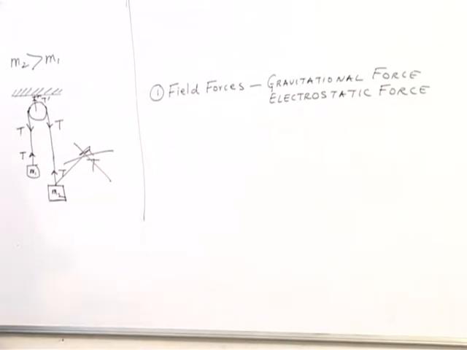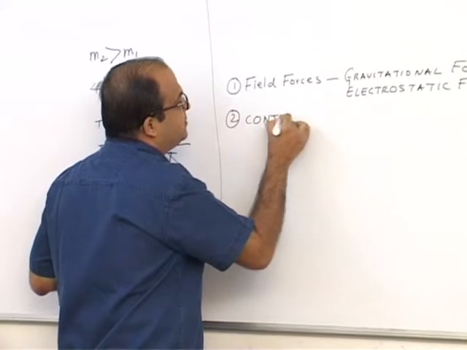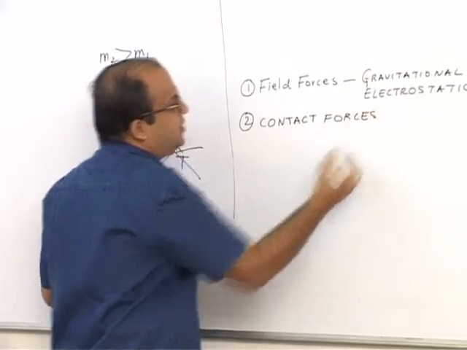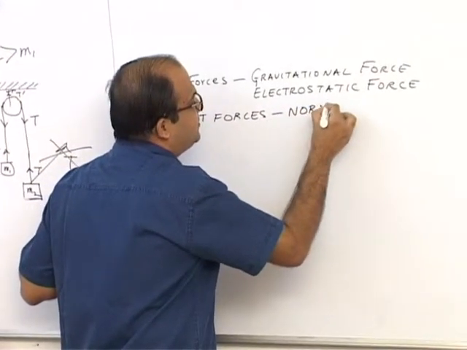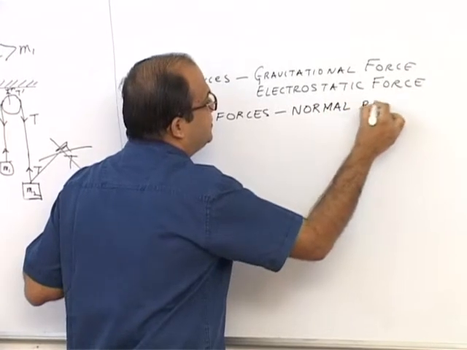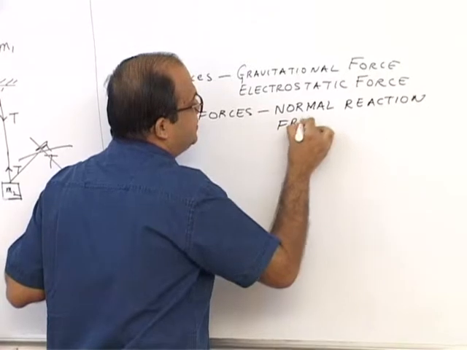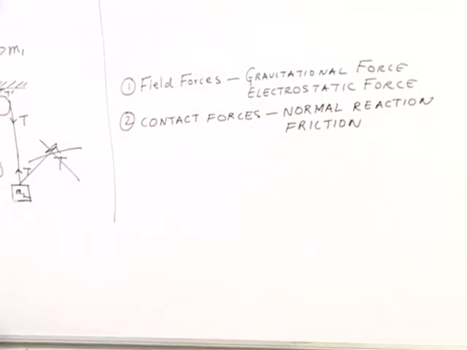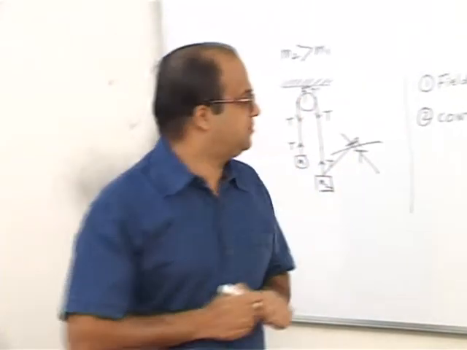The next kind of forces are contact forces. For this, physical contact is required. Examples are normal reaction, friction. In fact, the vector sum of normal reaction and friction is called contact force.